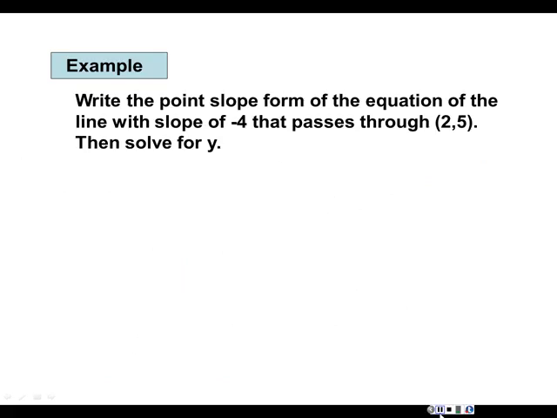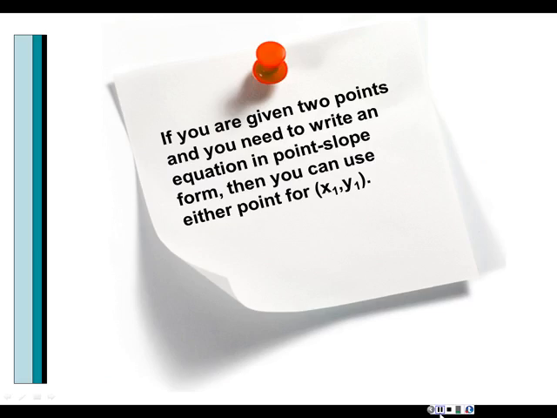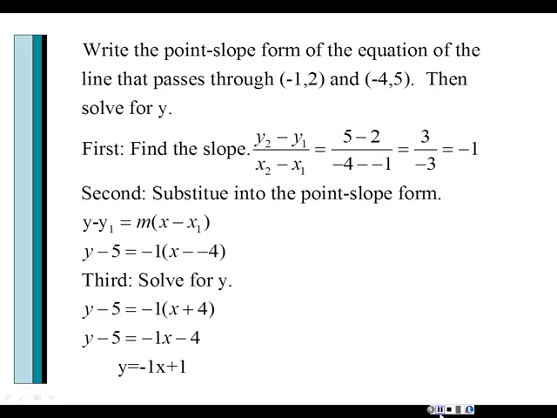Now this is another example. Remember, if you are given 2 points and you need to write an equation in point slope form, you can use either point, as I said. Now let's look at an example here. In the last example, we were given the slope and 1 point, right? Now you are given 2 points but no slope.